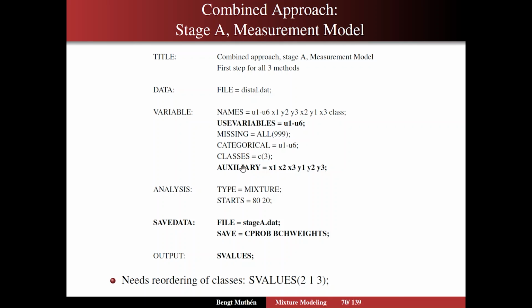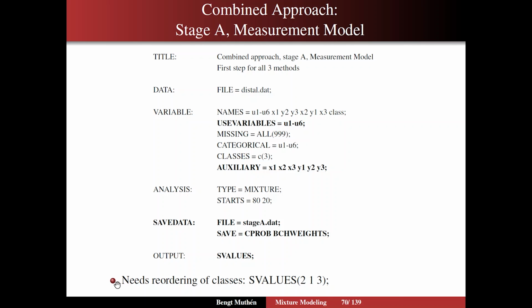And the auxiliary variables are the x's and the y's. And what we do differently here is to save data. We save C probs and BCH weights, both of them, plus S values that are requested within the output command.